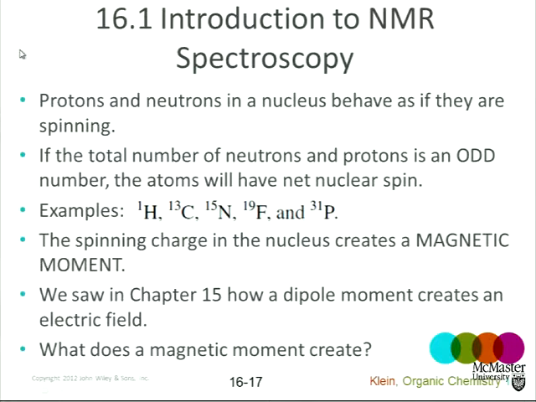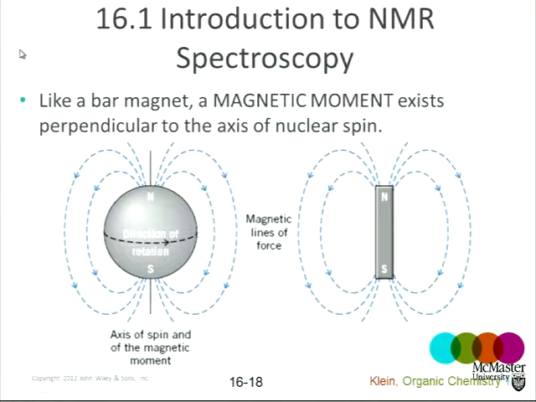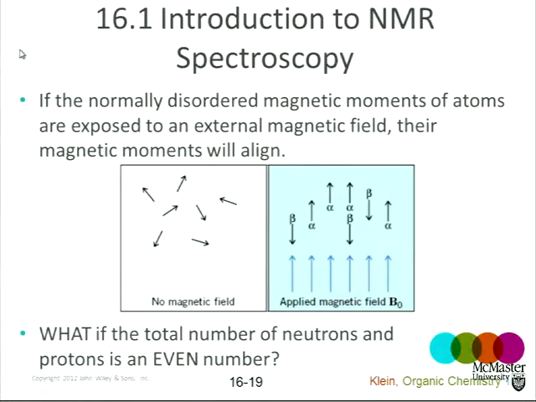Right? Okay, so the spinning charge in the nucleus creates, I hate this bit, this is where we get into a magnetic moment. If you're in physics, you understand what a magnetic moment is. The rest of us, not so much. Let's not even spend a moment worrying about a magnetic moment. We saw in chapter 15 how a dipole moment creates a magnetic field. So a magnetic moment creates a magnetic field. And so we have a little magnet spinning with a north pole and a south pole, and we create little magnetic fields. Okay, and all is well with the world.